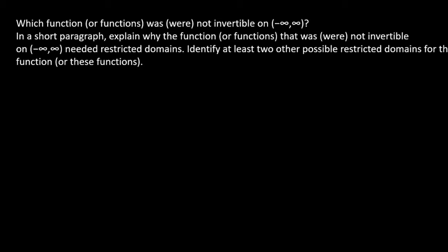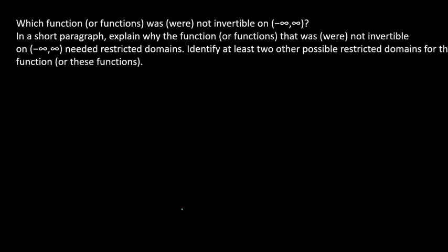Remember, when you're writing these short answer problems, don't speak like you're just talking to me and that I know what you're talking about. Act like you're talking to an audience that really doesn't understand you, like you're tutoring a student or a fellow classmate, all right? So again, explain what was invertible, what wasn't, explain why it needed a restricted domain. And then it says identify at least 2 other possible restricted domains for the functions.